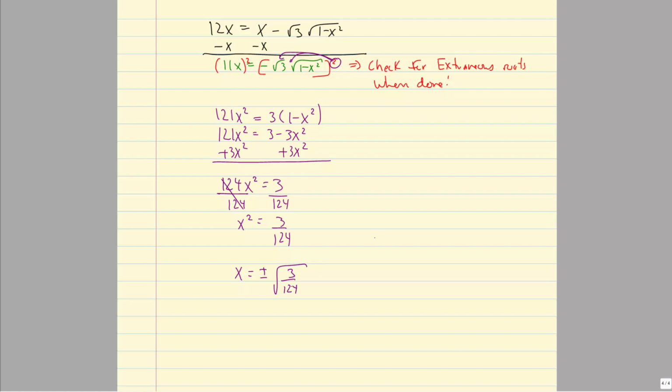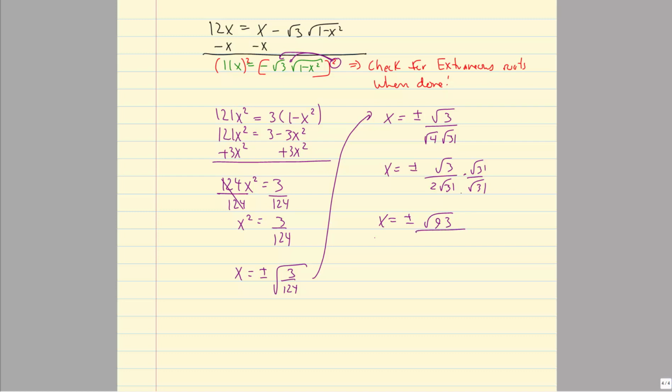Now this does simplify. I still don't have any information so far about which of these roots I'll want. We'll talk about that in a minute. So plus or minus root 3 over root 124. Now I can simplify root 124 into root 4 root 31. So I get x equal plus or minus root 3 over 2 root 31. Now of course we'd rationalize the denominator. This problem's getting kind of long. We'd get x equal plus or minus the square root of 93 over 2 times 31 is 62.